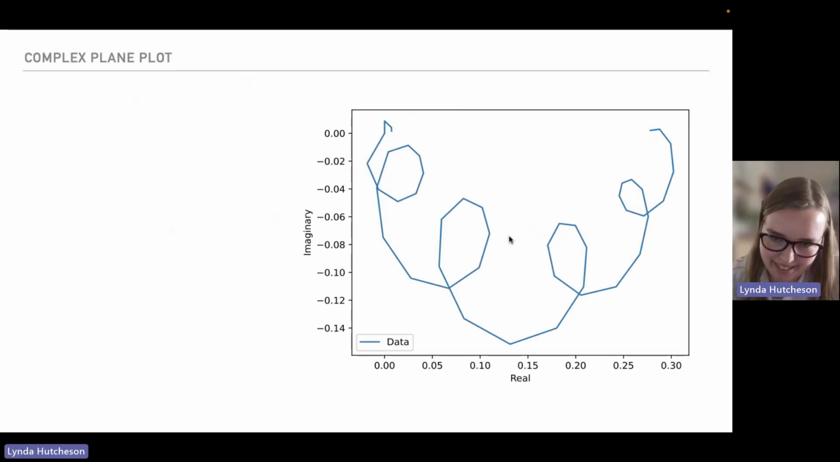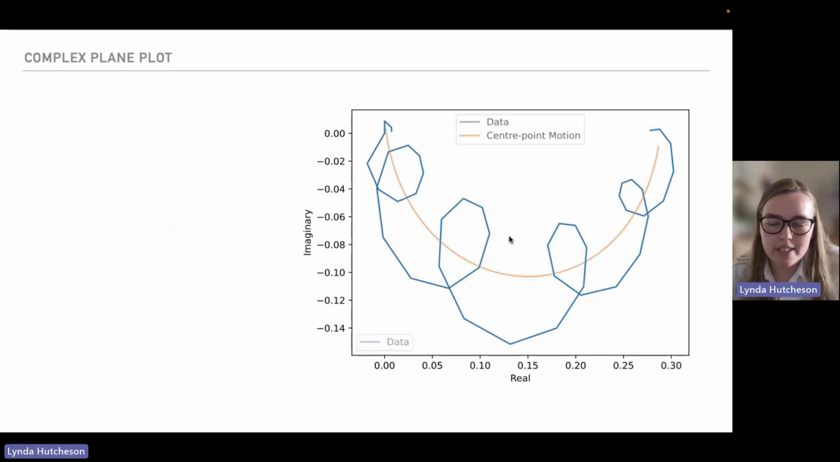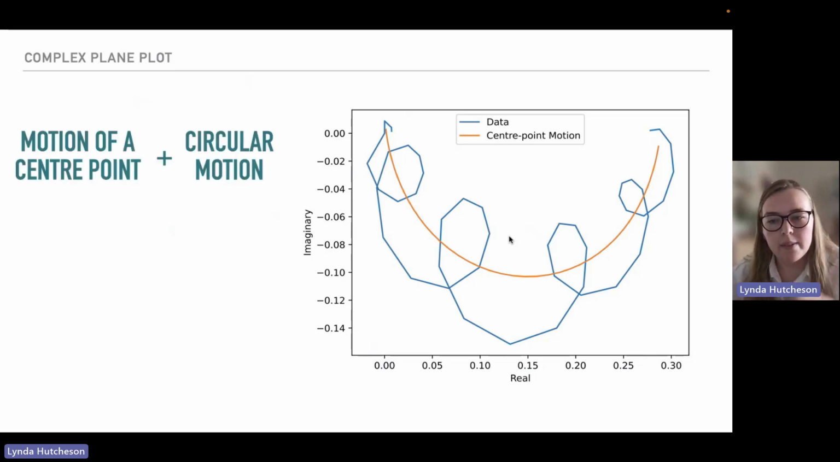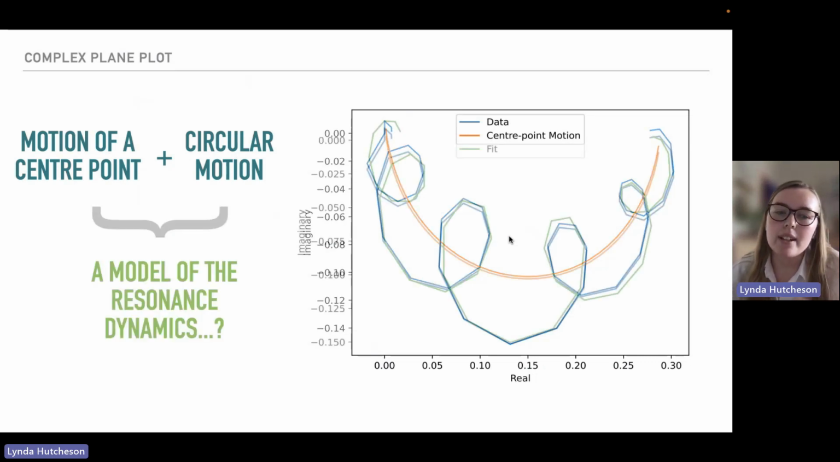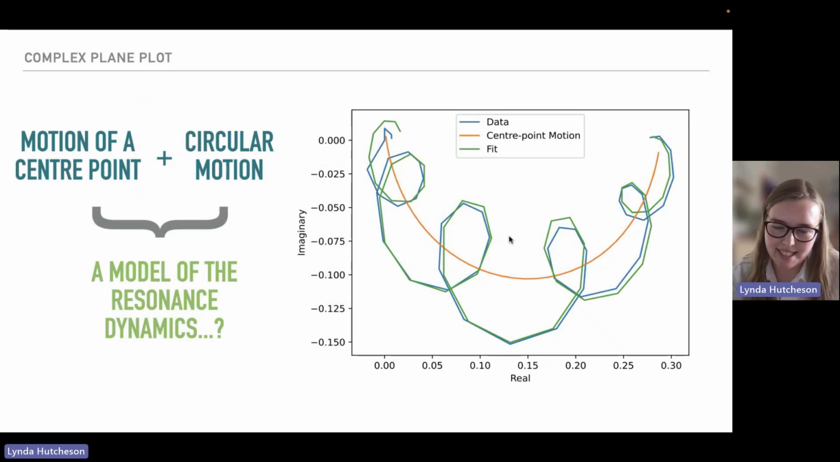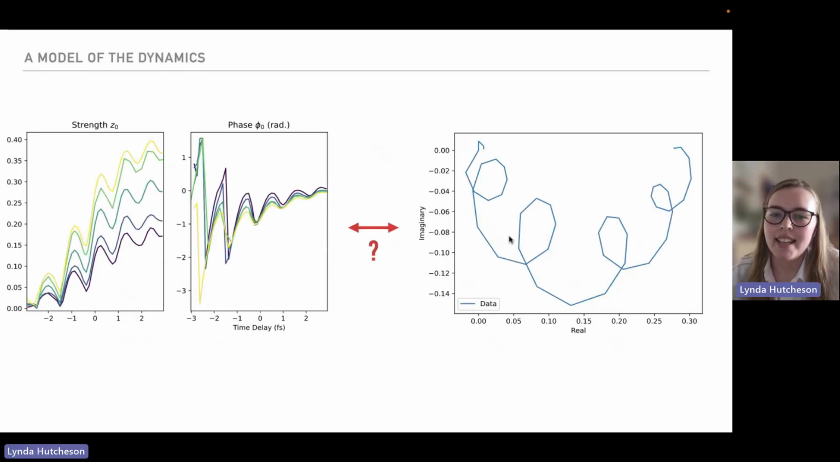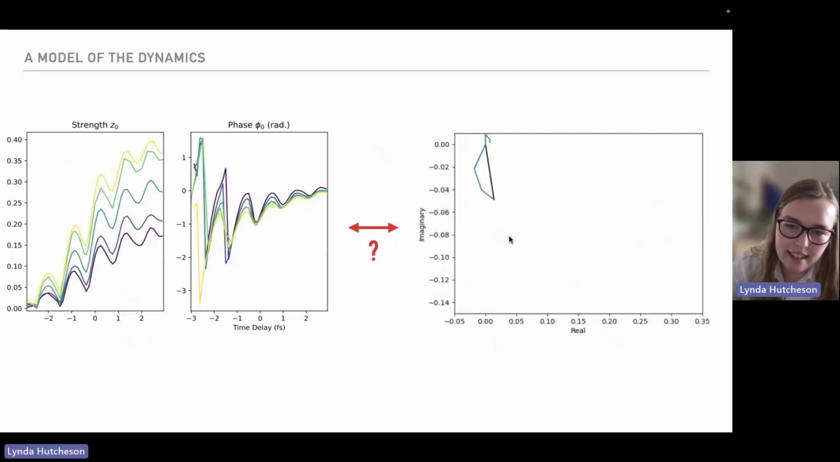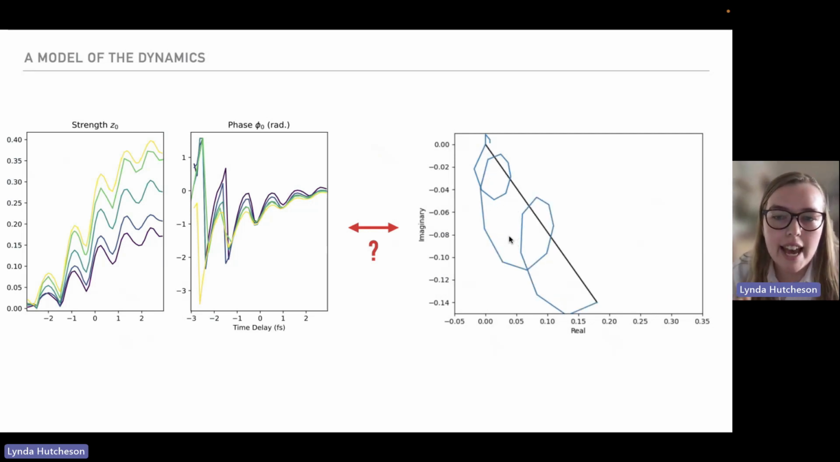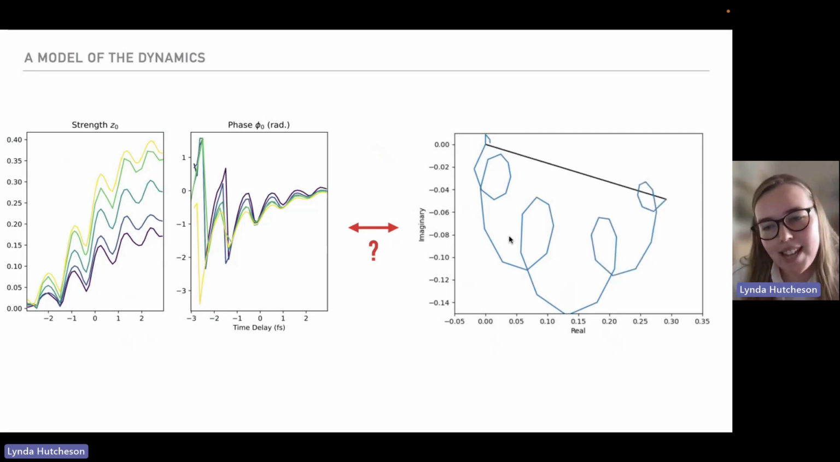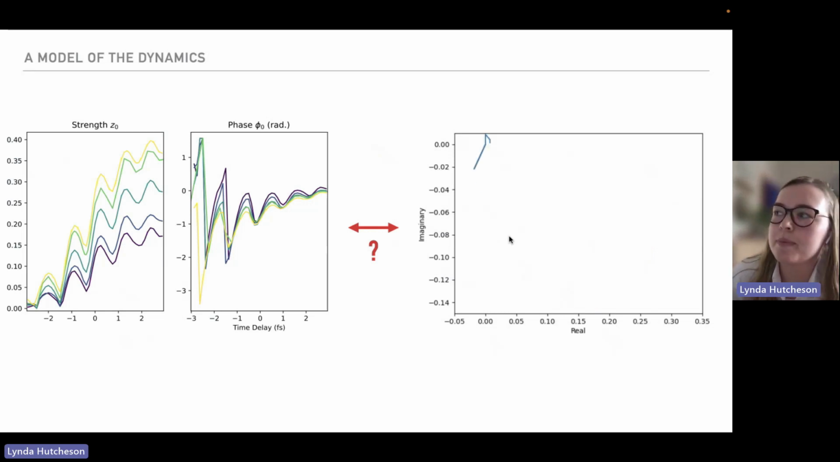And this to me at first seemed a little bit crazy, but we can actually understand what's going on here. What we have is some motion of the center point, and on top of that, we have some circular motion. Using a combination of 4 fits to these things, we've got a sort of preliminary model of the resonance dynamics going on. If you're wondering how these 2 things match up, I've got a little GIF, and basically the length of the black line corresponds to the strength fit parameter, and the angle it makes with the x-axis corresponds to the phase. So these are the same data represented in different forms.